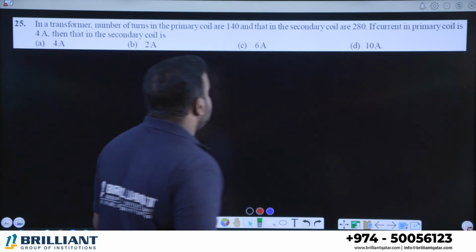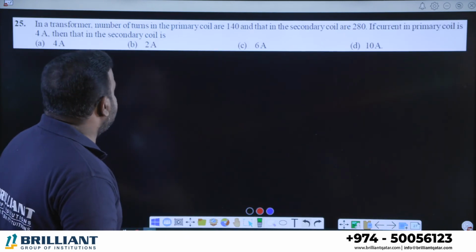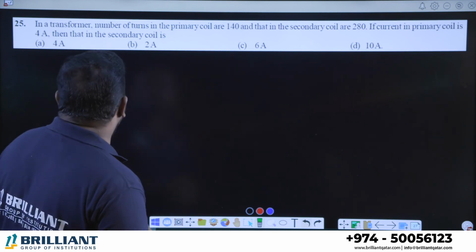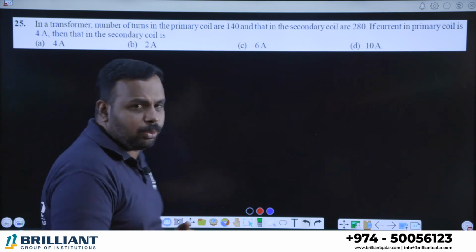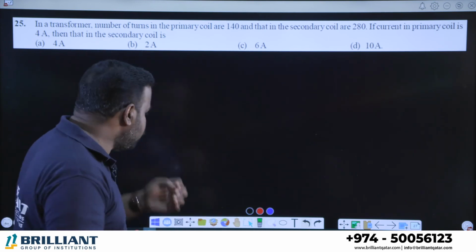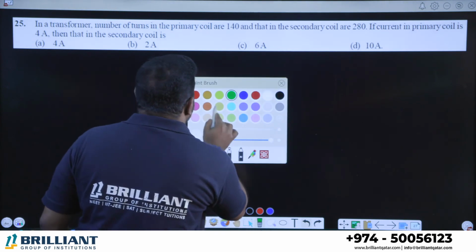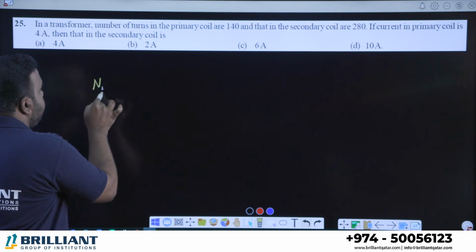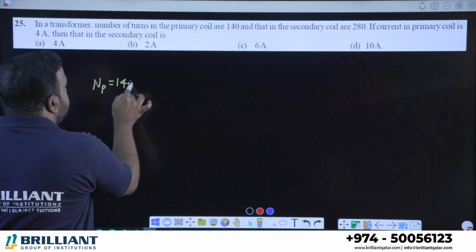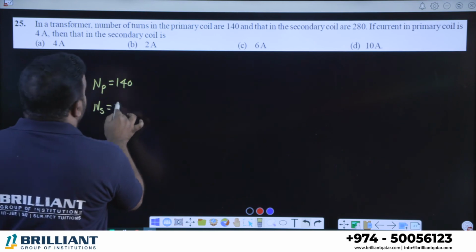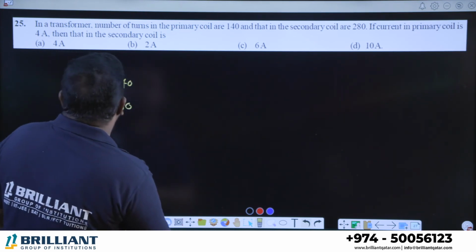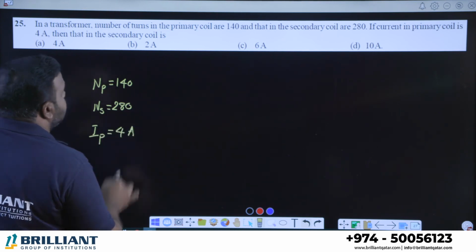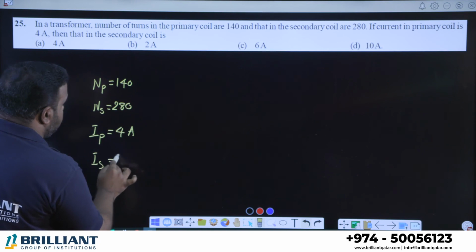Question number 25. In a transformer, the number of turns in the primary coil are 140 and that in the secondary coil are 280. If current in primary coil is 4 ampere, then that in the secondary coil is. Again a simple question from transformer. Just recall the formula and substitute. Very simple here. In a transformer, number of turns in primary, NP is 140 and number of turns in secondary, NS is 280. If the current in primary coil is 4 ampere, IP is 4 ampere, then the current in the secondary coil IS is equal to what? This is the question, right?